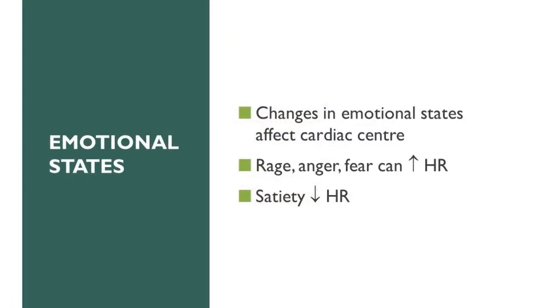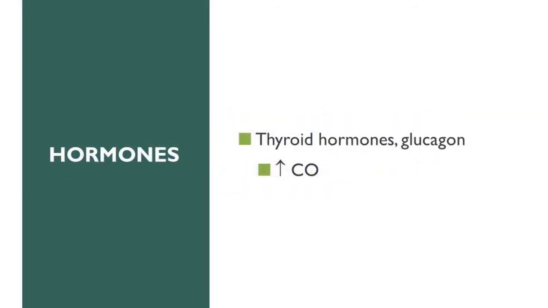Emotional state also affects our cardiac centers. Examples are rage, anger, fear. All these emotions cause an increase in the heart rate, whereas satiety causes a decrease in the heart rate. Hormones such as thyroid hormones and glucagon increase the cardiac output.